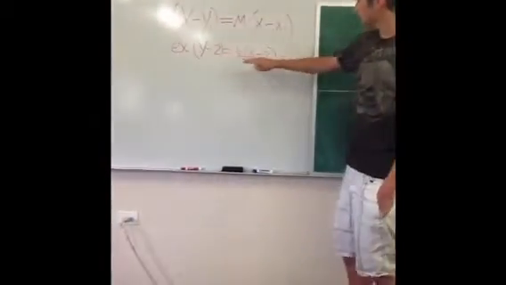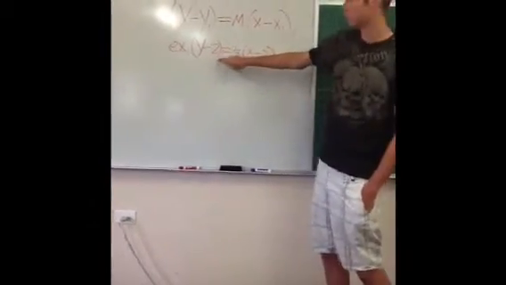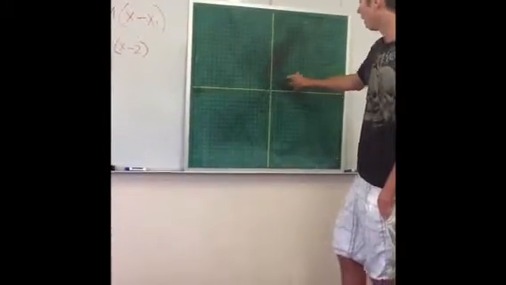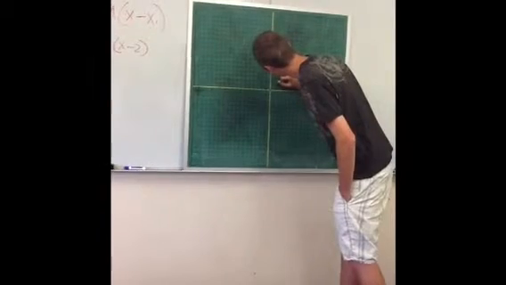Now we'll go over here and we'll plot this point. Y minus 2, x minus 2. That comes out to 2, 2. Go here, 2 on the x, 2 on the y. There's our point of the line.